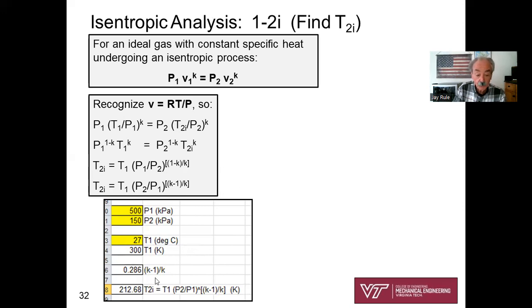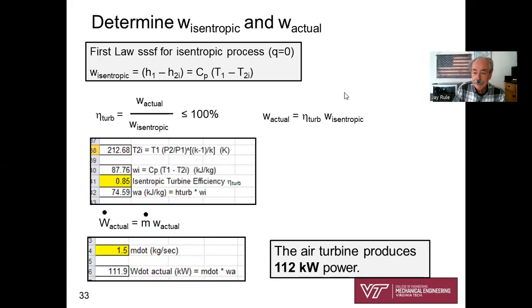So we go through with our input numbers, and we find that T2 isentropic is 212.68 degrees K, absolute temperature. Boom. Next step, determine W isentropic using the first law. Much easier than table work. It's H1 minus H2I, the first law with Q equals 0. For an ideal gas with constant specific heat, H1 minus H2I is CP times T1 minus T2I. We just found all these things.